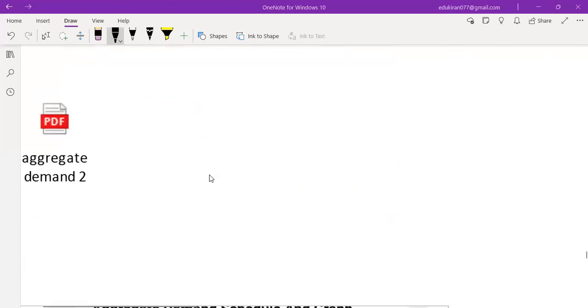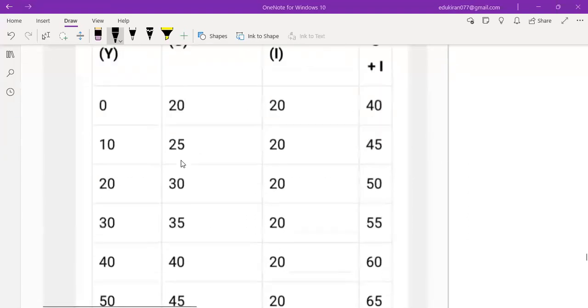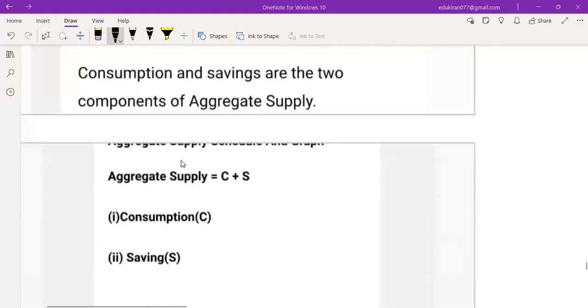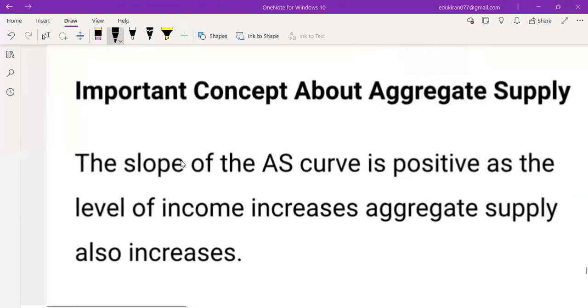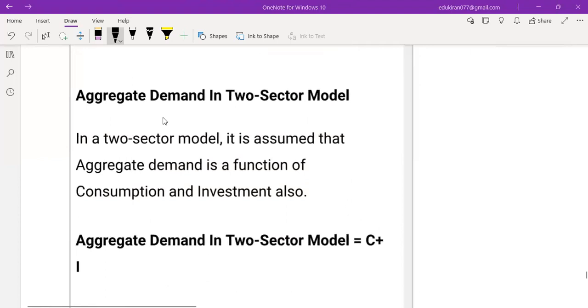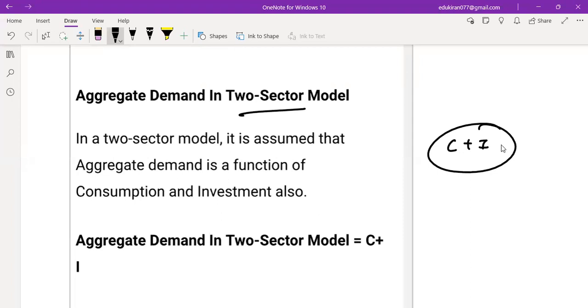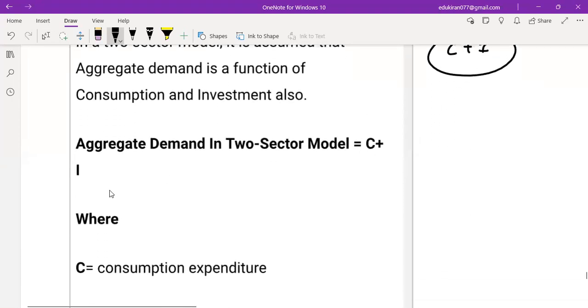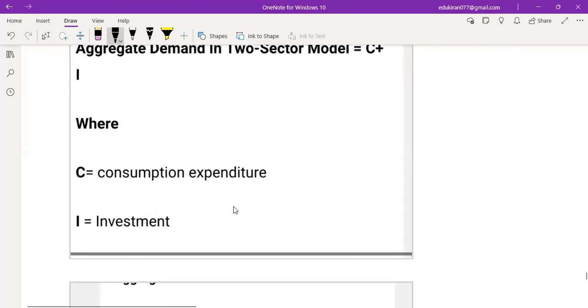Okay. Now let's move to the next one, which is aggregate demand. Before that, I just need to tell you a few things. Usually we have discussed the four components, but when we study, we only do the two sector model. In a two sector model, it is assumed that aggregate demand is a function of consumption and investment. These are the two things you have to remember. So it becomes C plus I, where C is the consumption expenditure and I is the investment expenditure.